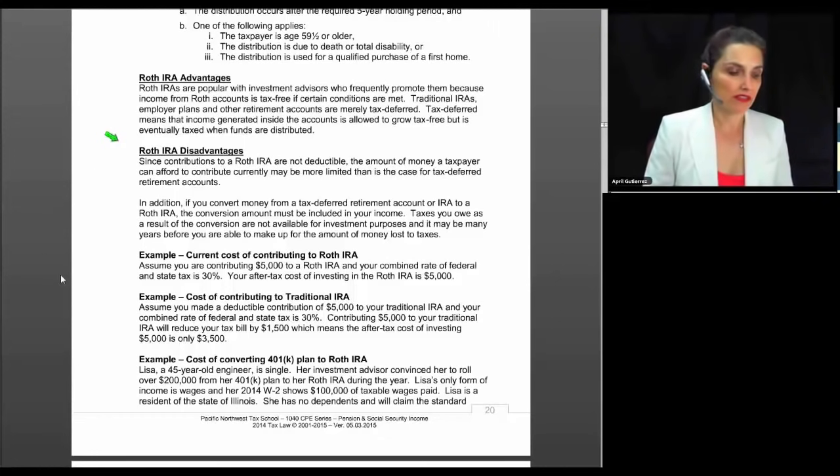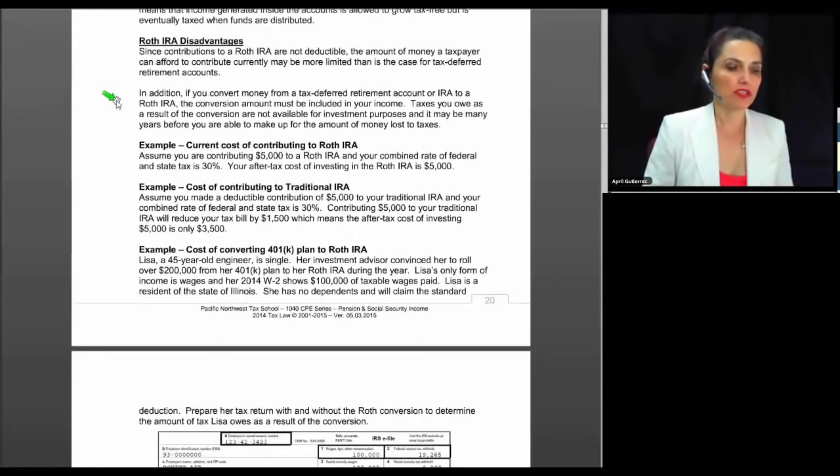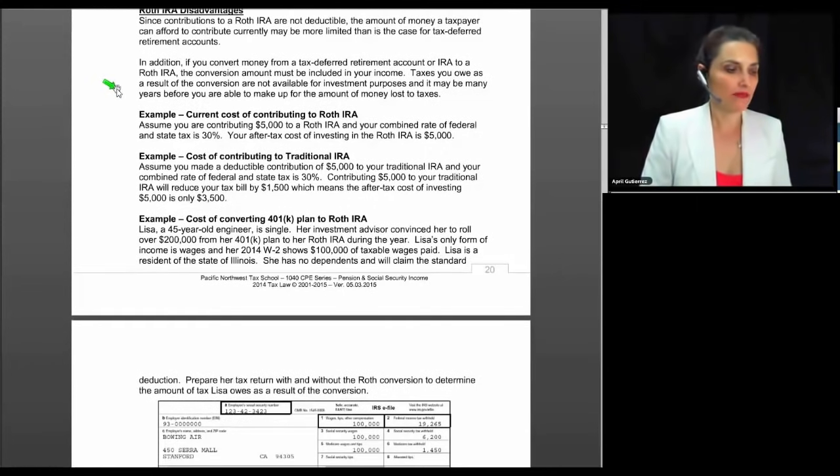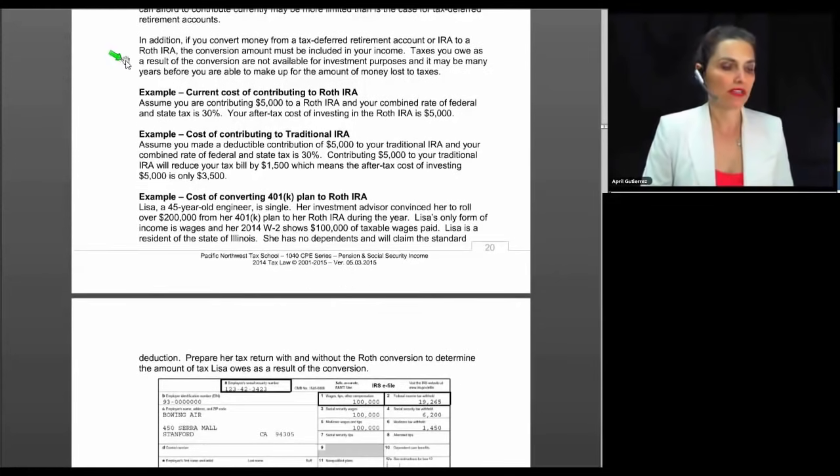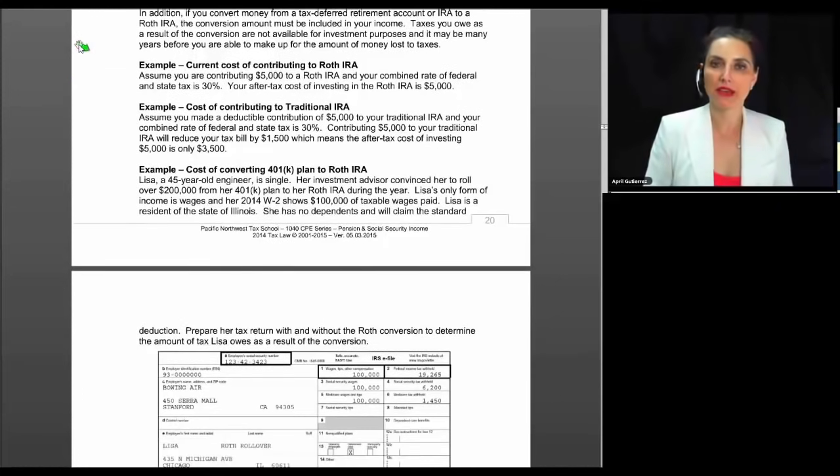So what are the Roth disadvantages? Well, since contributions to a Roth IRA are not deductible, the amount of money that a taxpayer can afford to contribute currently may be more limited than is the case for tax-deferred retirement accounts. In addition, if you convert money from a tax-deferred retirement account or IRA to a Roth IRA, the conversion amount has to be included in your income. And taxes you owe as a result of the conversion are not available for investment purposes, and it may be many, many years before you are able to make up the amount of money that you lost to taxes.